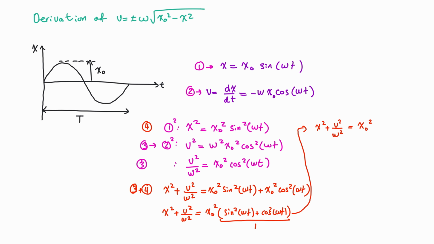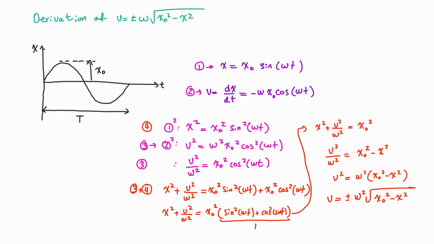I'm going to subtract position squared from both sides, and I get this. I'm going to multiply both sides by omega squared. And I'm going to take the square root of both sides, and I will get this equation over here. And this is extremely useful because we're writing the speed or velocity of the object with respect to its position.